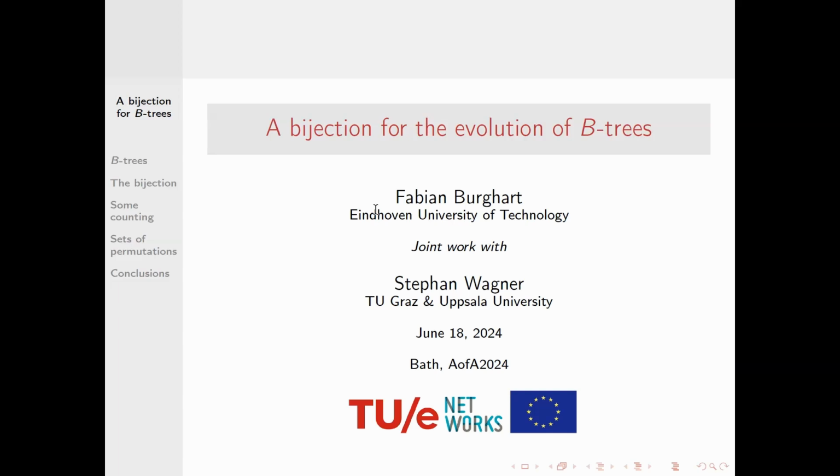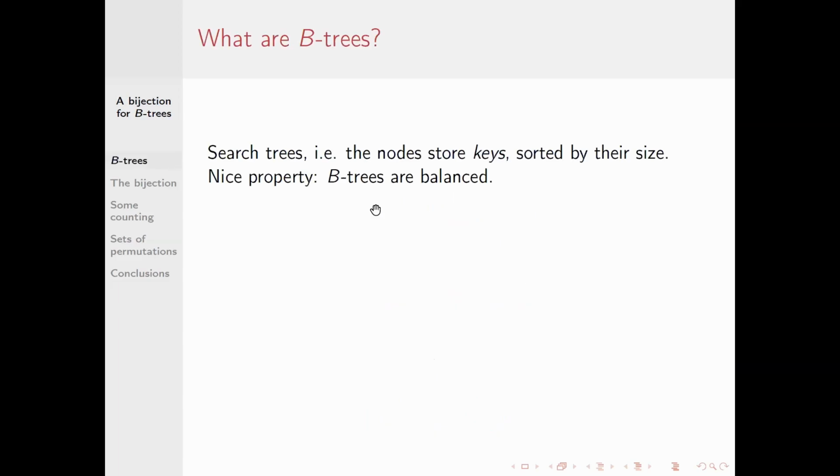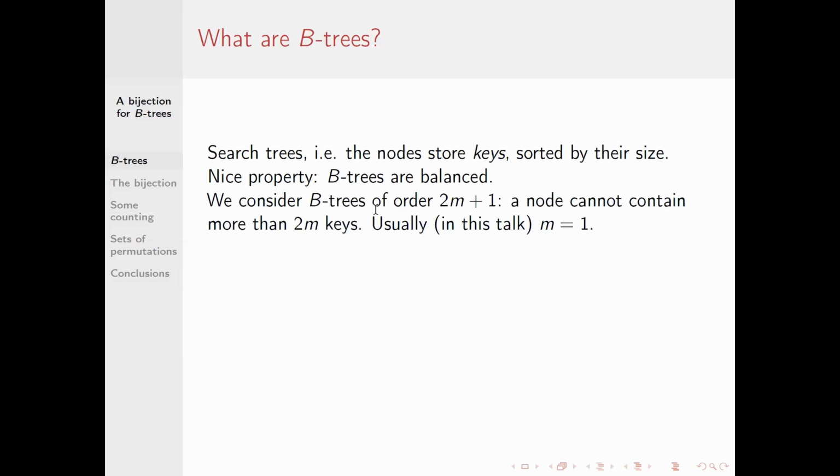So I'm going to first explain a bit what B-trees are. I think most of the audience is very much familiar with them, but just in case, to get everyone on board. B-trees are search trees, which means they are rooted trees, and inside the nodes of the tree we store keys. Keys have values. The point is that keys that are positioned to the left are smaller than keys that are positioned to the right. And one of the nice properties is that B-trees are balanced, which means that the distance from the root to the leaf is the same for any leaf.